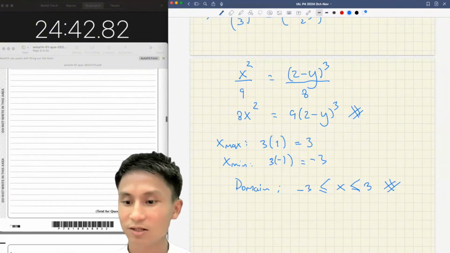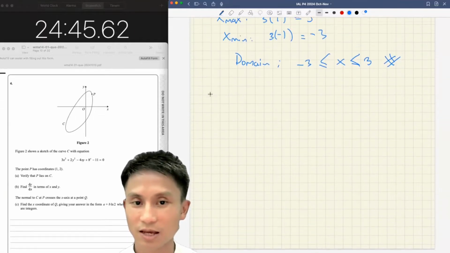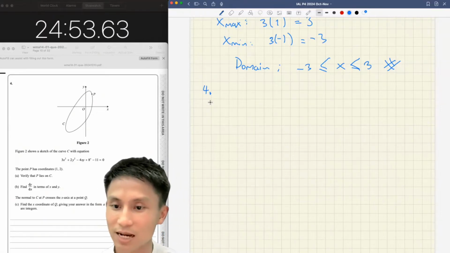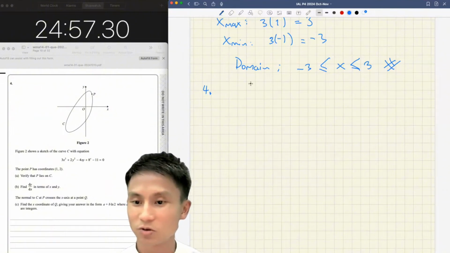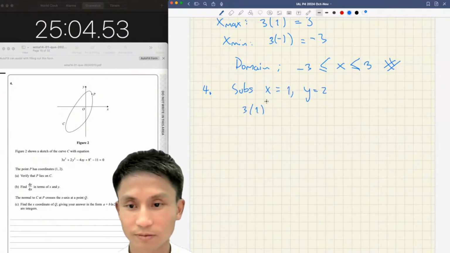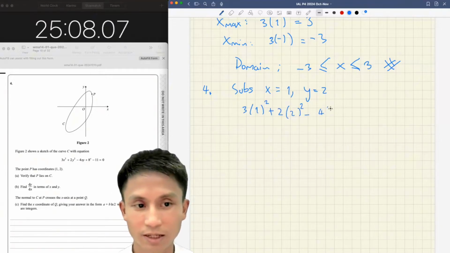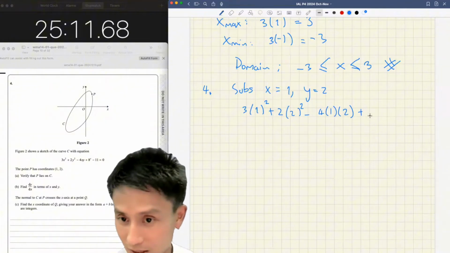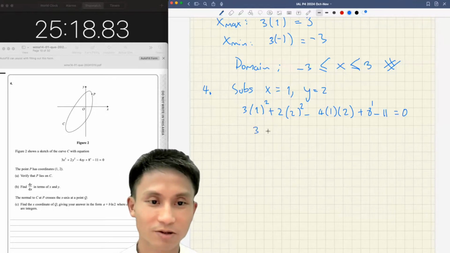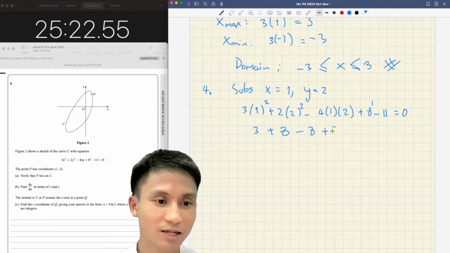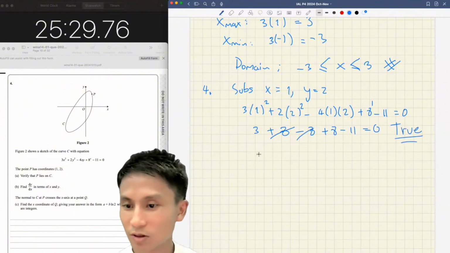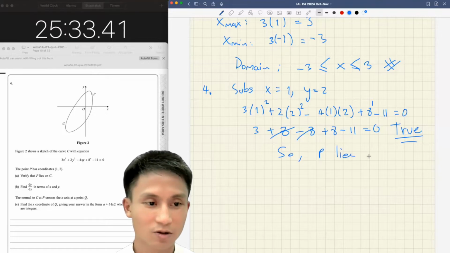Okay, so next question is question 4. That seems to be another coordinate geometry question. We verify that P lies on C, and P is (1, 2). So we're just going to substitute x equals 1 and y equals 2 in the equation. Just substitution basically. And by verify, it means that if we make the equation true, then it is true. So just mental math there. So this is 3 plus 8 minus 8 plus 8 minus 11. So that cancels. This is true. Okay, so P lies on C.